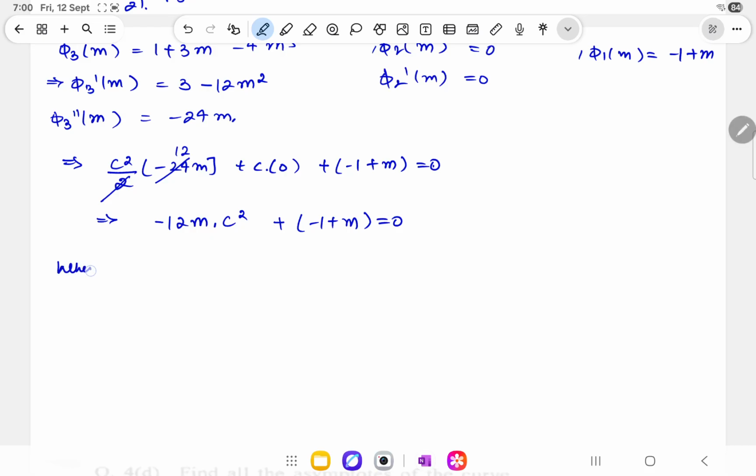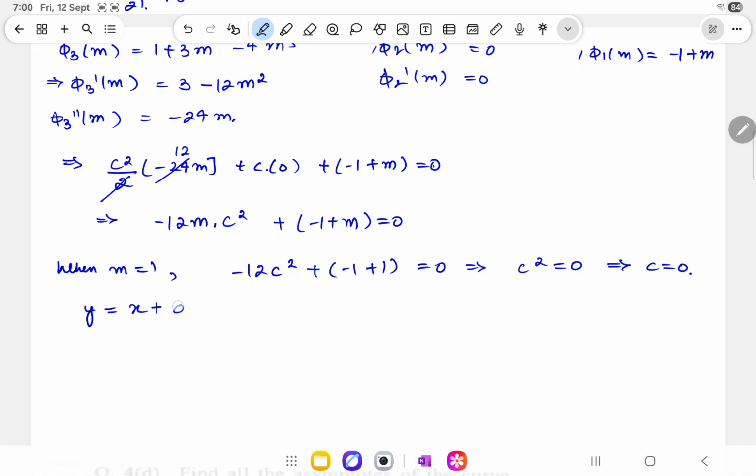So when my m is 1, my equation will become minus 12c square plus minus 1 plus 1 equals to 0. So from here I get c square equals to 0. That basically gives me c equals to 0. So my asymptote when my m is 1 is y equals to x plus c, that is 0. So that is y equals to x is the asymptote.